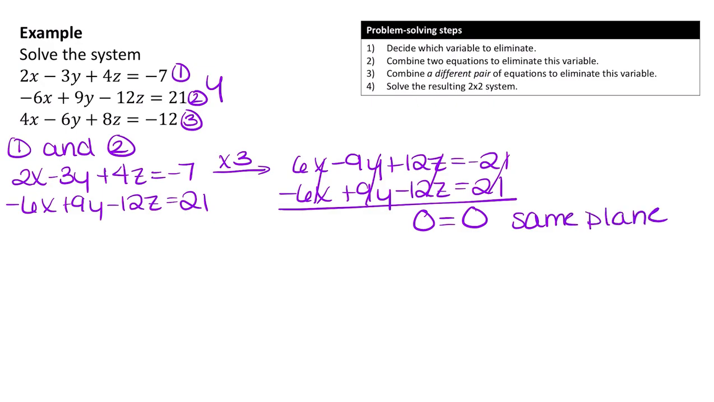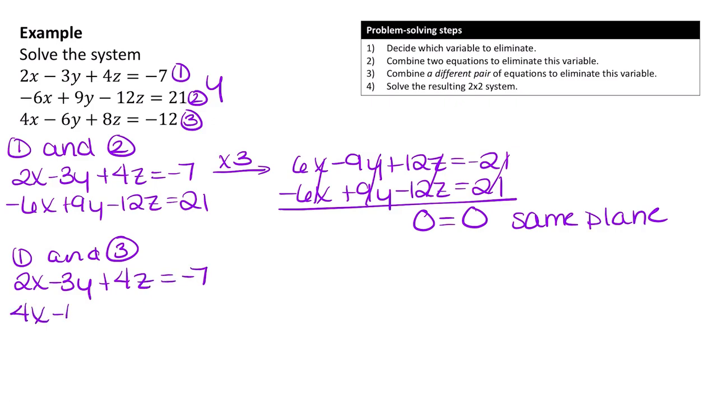So now let's see what happens when we combine equations 1 and 3, okay? Because we always need to combine a second pair to double check and see what's going on here. So when I combine these two equations, I have 2x minus 3y plus 4z equals negative 7. And 3 is 4x minus 6y plus 8z equals negative 12.